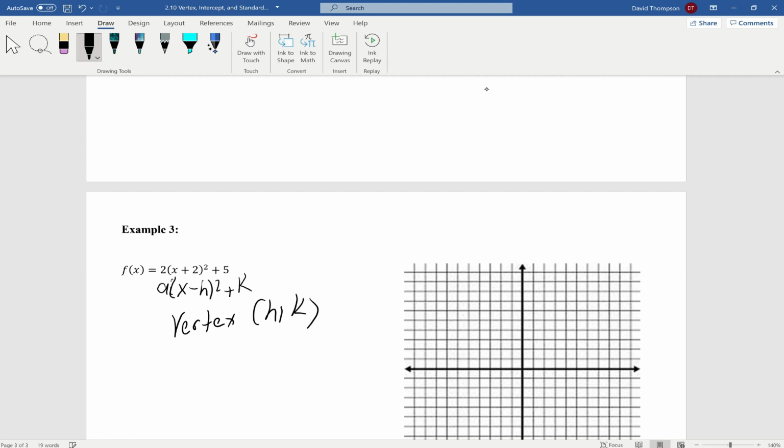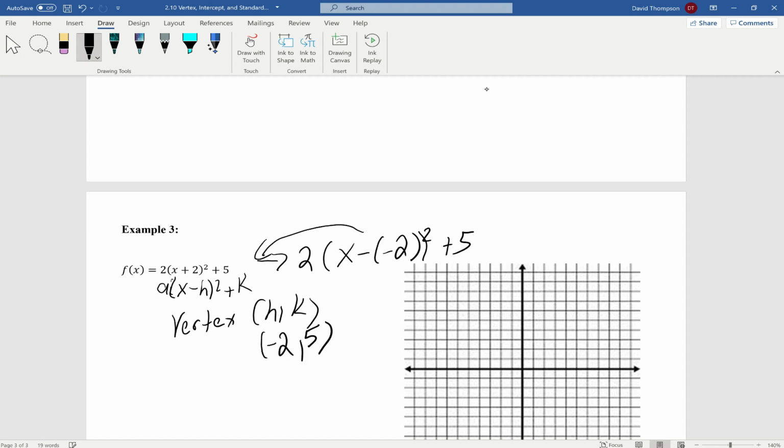But take note we have a positive 2 here, so we can rewrite this as 2 times x minus negative 2 squared plus 5. Remember the rules from integers, keep, change, change. So technically these two are equivalent, so our vertex would be negative 2 comma positive 5.